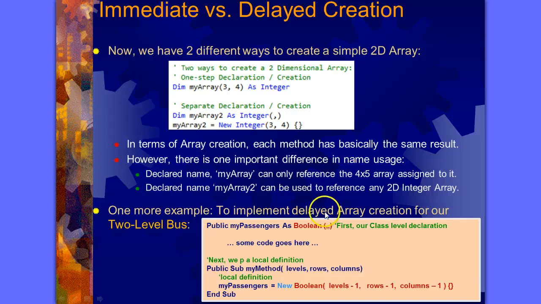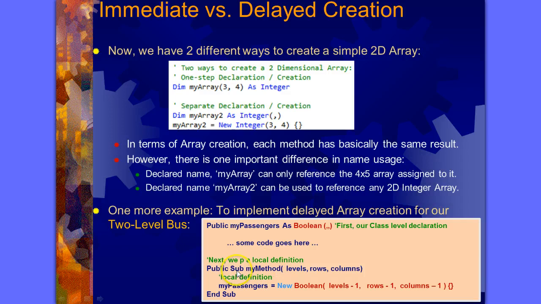So we want three dimensions, so we have two commas. So we're going to talk about the passengers in the bus, and it's going to be, I don't know, Boolean, I guess means is there going to be a passenger in there or not. So we're going to say true if there's someone sitting there, and false if no one's sitting there. And then you do some code. And then next a local definition. I guess he means declare a local definition or create a subroutine for a local definition.